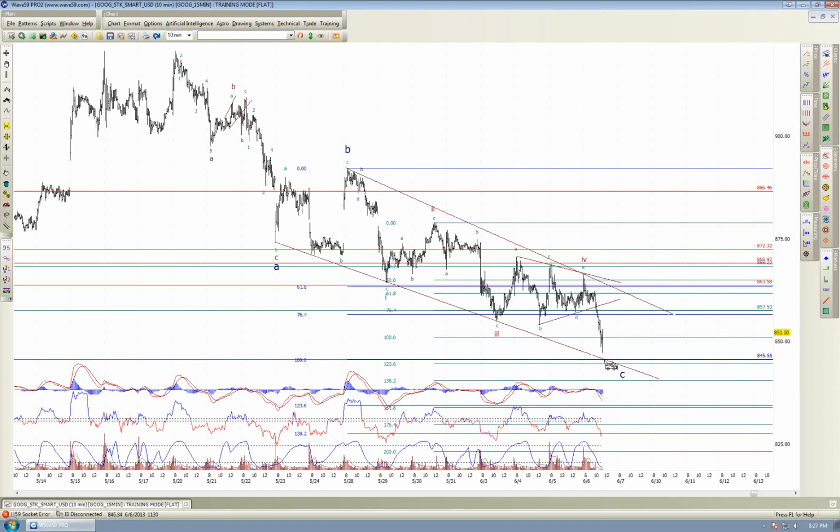We had a spike that came just shy of the 1.0 extension. And this actually could be complete here. Aggressive traders could go long here with a stop just below the 1.0. MACD is starting to turn back up. Looks like we're getting a nice rise out of it. This is looking impulsive to the upside.